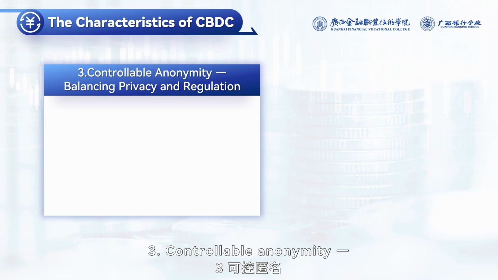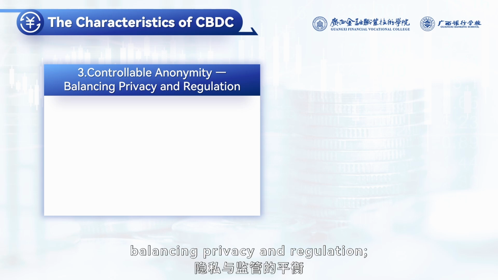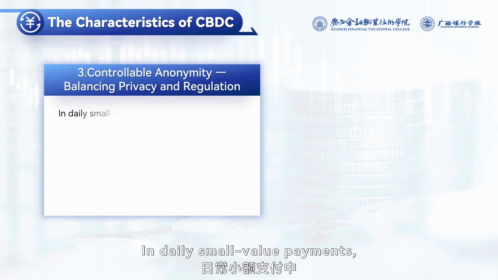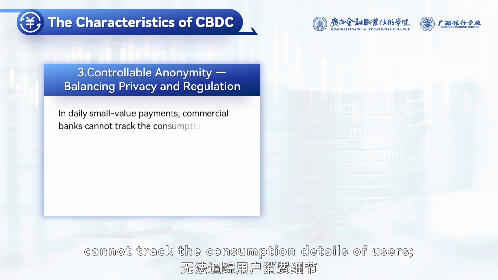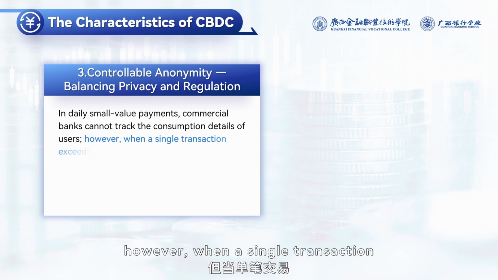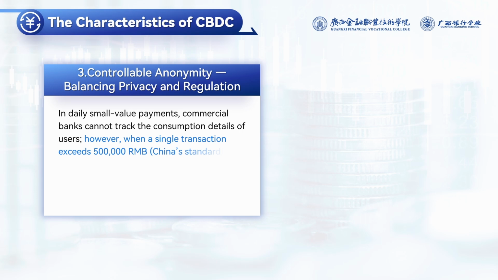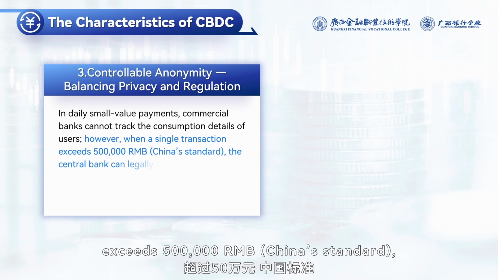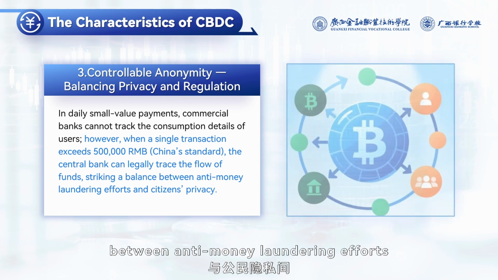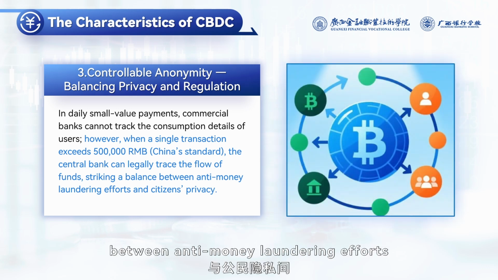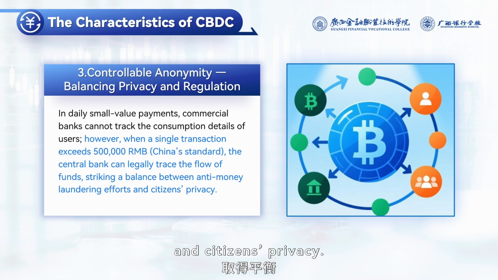3. Controllable anonymity, balancing privacy and regulation. In daily small value payments, commercial banks cannot track the consumption details of users. However, when a single transaction exceeds 500,000 RMB, China's standard, the central bank can legally trace the flow of funds, striking a balance between anti-money laundering efforts and the citizens' privacy.